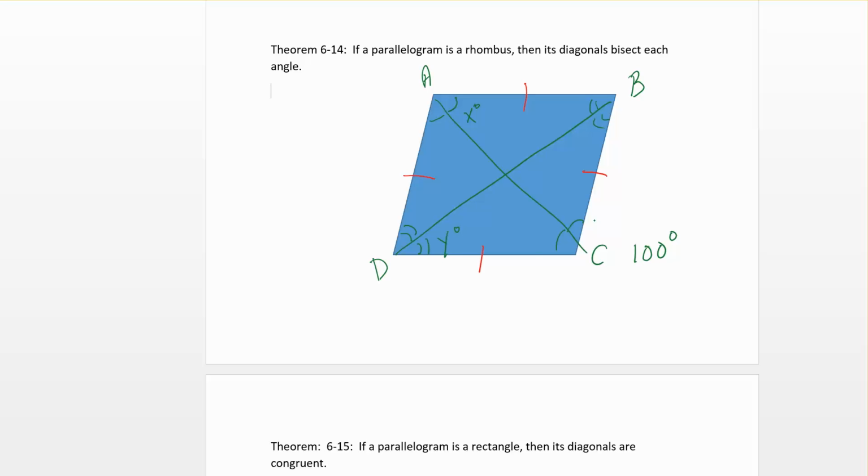Well, if C is 100, that would be the whole angle, and then A would also be 100, and since the diagonals bisect each angle, half of 100 would be 50 degrees. So x would be 50. If angle C is 100, that makes angle D 80 because they're supplementary. And then half of 80 would be 40 degrees. So that's how we might use the diagonals of a rhombus, knowing they bisect each angle.